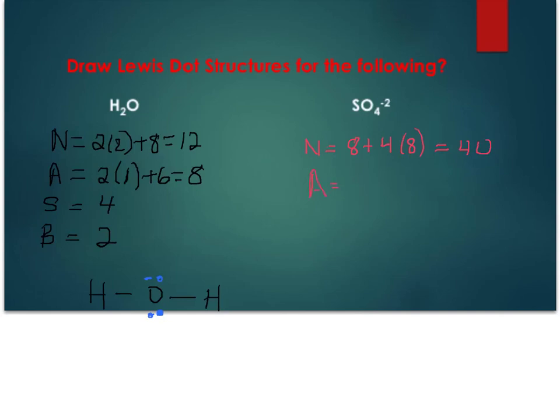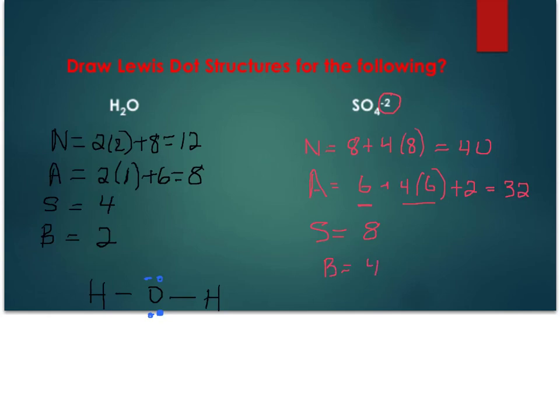Available, we have 6 from sulfur, plus 4 atoms of oxygen, each with 6. But we have -2 charge. That means we have an extra 2 electrons. And if you look back on the step, it tells you if you have a negative charge, then you need to add that number of electrons. So that would give us a total of 4 6s are 24, and 6 is 30, plus 2 is 32. So that means our shared will be 8, and our bonds will be 4.